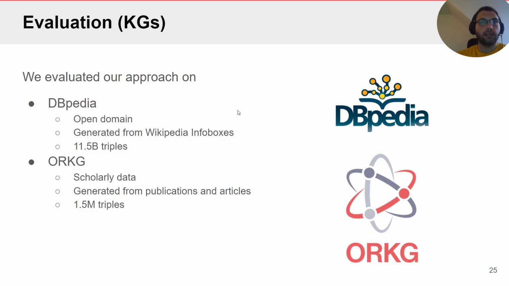On the other hand, the Open Research Knowledge Graph, or the ORKG, is a domain-specific knowledge graph. It is oriented only toward scholarly knowledge. It is much more recent than DBpedia, and it relies on publications and scholarly articles as data sources. It has a modest 1.5 million triples.